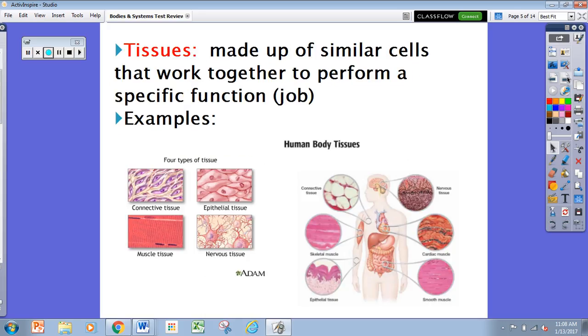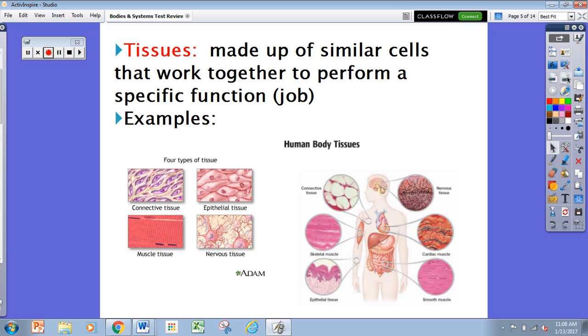After that, we have tissues. Tissues are made up of similar cells that all work together to perform a specific function or job. The key part there is it's a group of similar cells. It's not just a bunch of random cells thrown together. You have to have a group of similar cells.